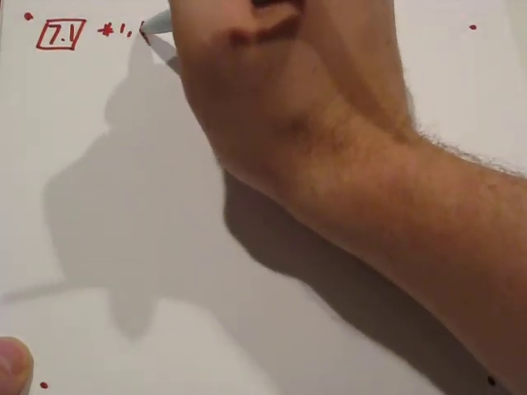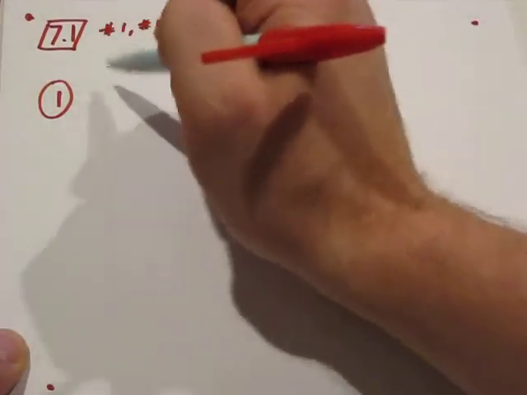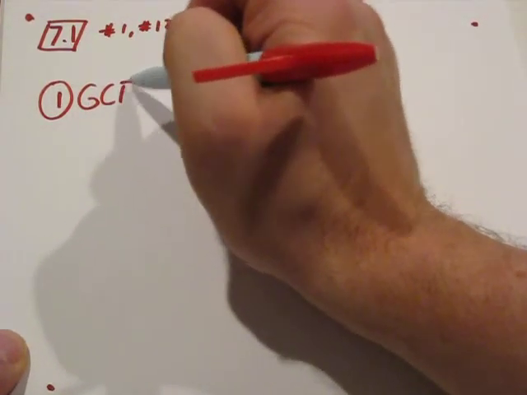We'll be doing a series of problems from Chapter 7, the factoring chapter. We're going to look in section 7.1 right now, and we're going to take a look at problems numbers 1 and 12. And the first problem, problem number 1, deals with finding the greatest common factor, or the GCF.